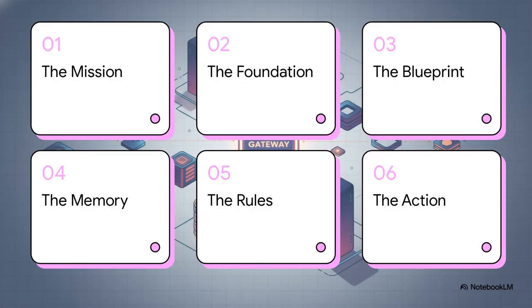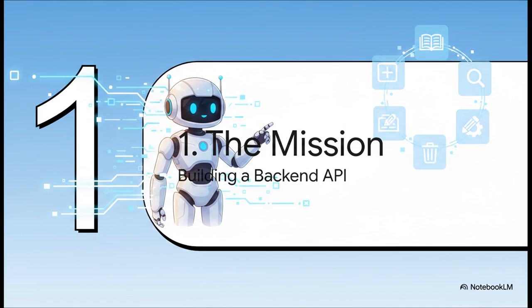So here's our roadmap. We'll start with the mission, then we'll build the foundation, design the blueprint, connect the memory, define the rules, and finally put it all into action. 6 core stages to get us to a professional, great backend. Let's get into it. First up, our mission.